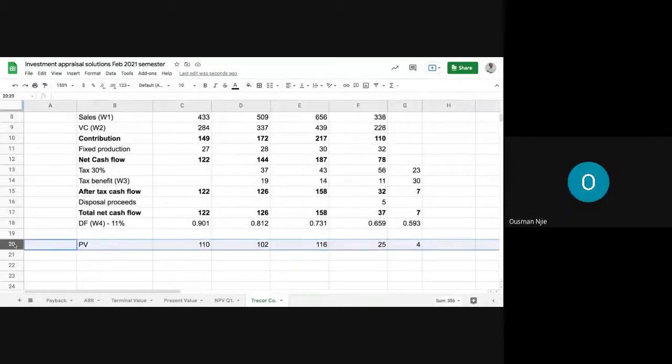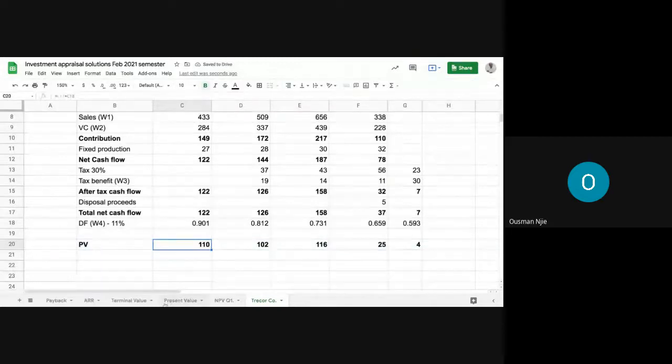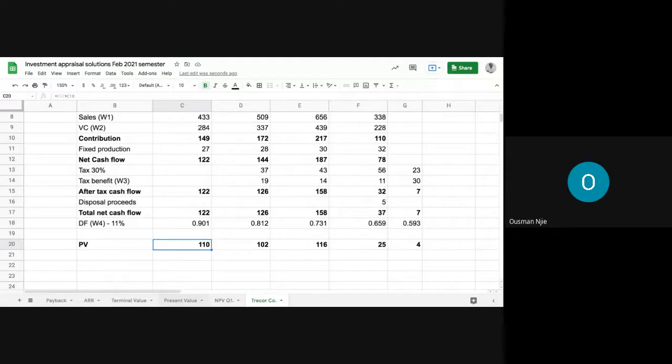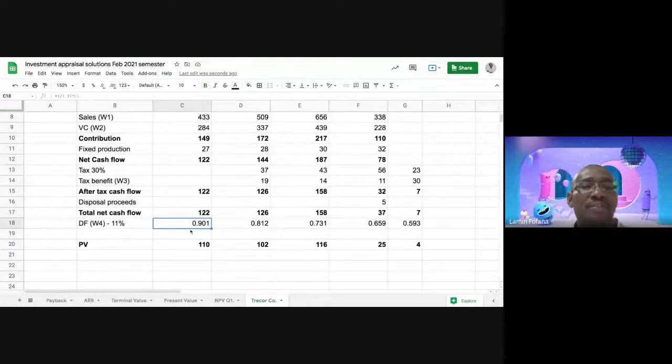Okay. Can you go back to this last one? Yes. So the last one is simple. It is the net cash flow multiplied by the discount factor. The net cash flow, this one, 122, multiplied by the discount factor, 0.901, and so on and so forth.